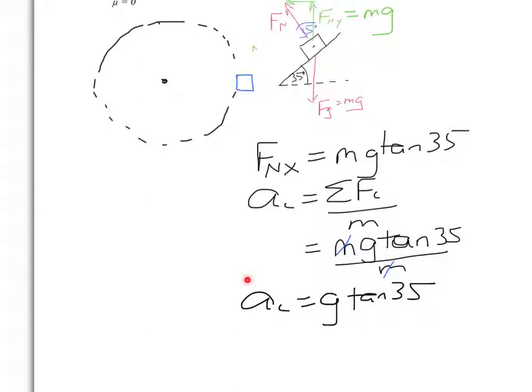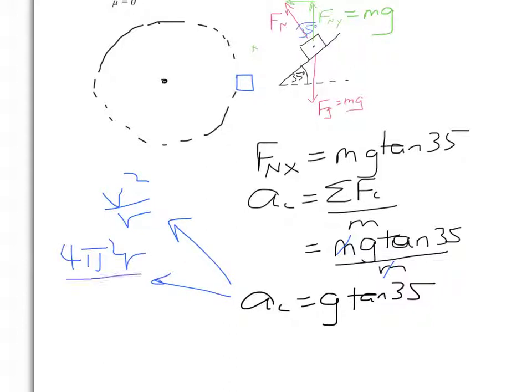And once again, you have to ask yourself, well, what are the three different things that this can be equal to? Depending on what you're being asked to find, you might want to use either, again, v squared over r, or you might want to use 4 pi squared r divided by period squared, or you can use 4 pi squared r times frequency squared.